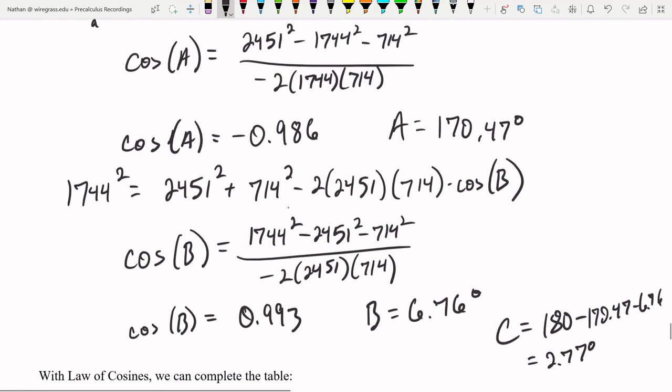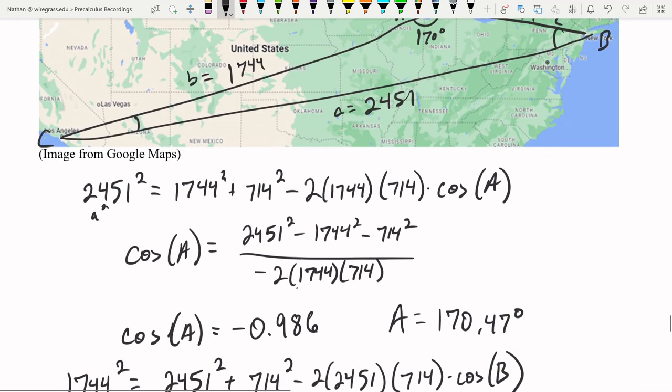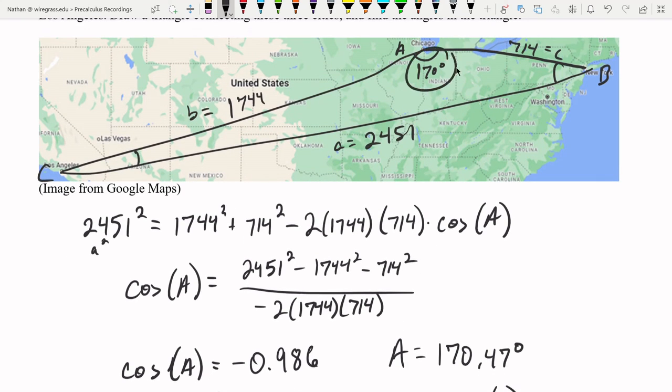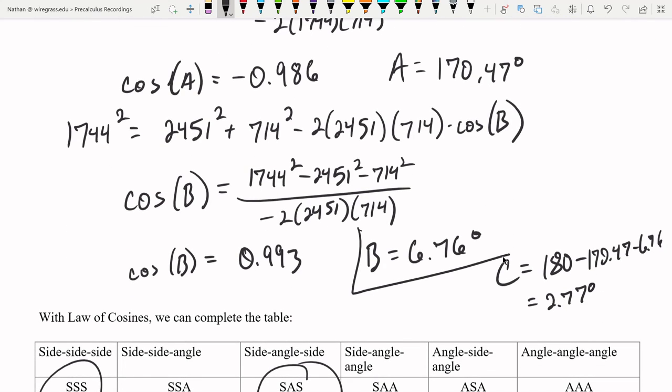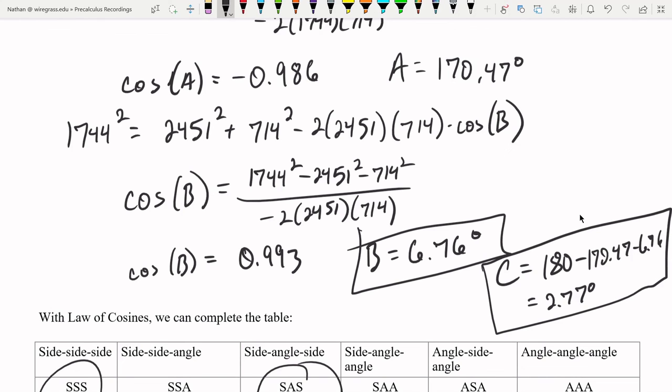Instead of doing this second application of law of cosines here, I could have done law of sines. Since I knew an angle and a side opposite, I could have done sine 170 over 2451 equals, let's say, sine of B over side length b, which is 1744. And with that, I would have gotten the same answer. I should get the exact same answer as this. And then I could use law of sines again, but of course, this is much faster. Just use that whenever you can.